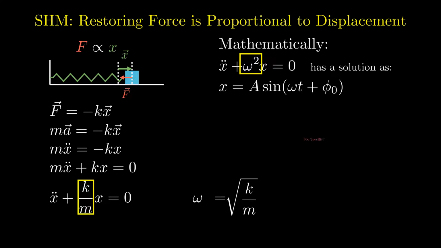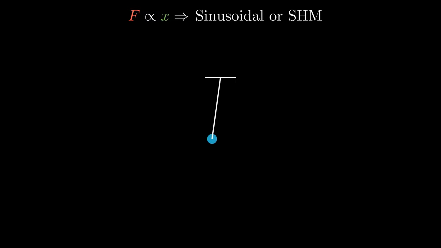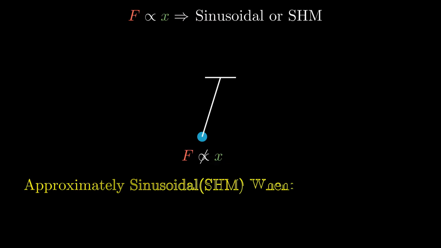But isn't that too specific? Let's take a look at the most iconic thing that is used to demonstrate simple harmonic motion, the pendulum. In reality, the restoring force of the pendulum is not directly proportional to the displacement, but the pendulum moves almost sinusoidally, especially at smaller amplitudes. This is because, to achieve approximately simple harmonic motion, all you need is to satisfy the following two conditions.